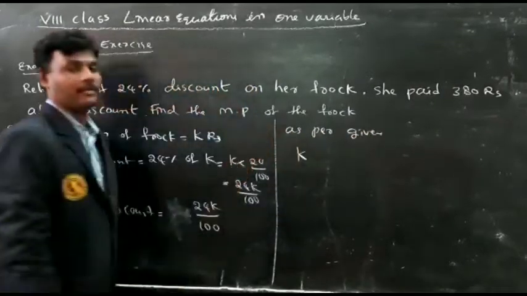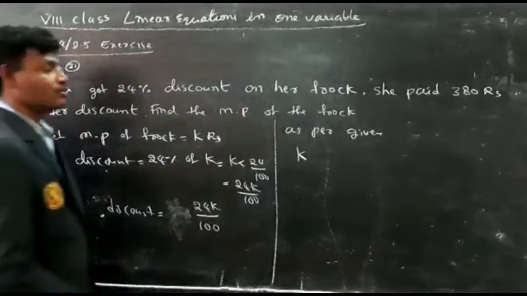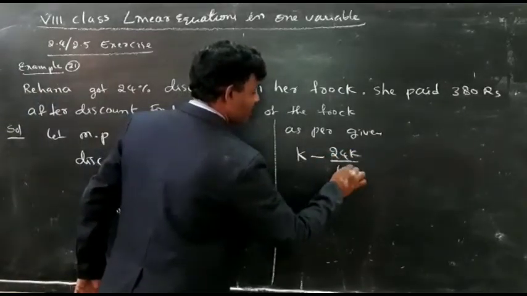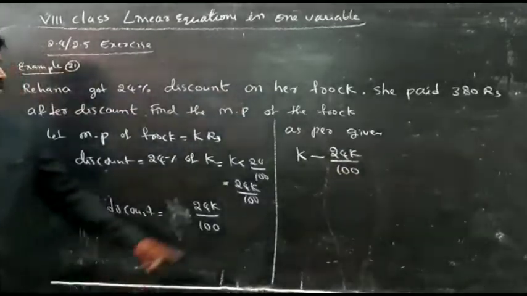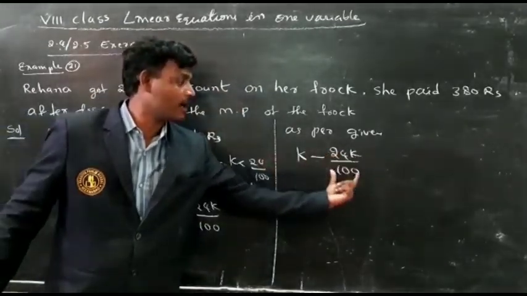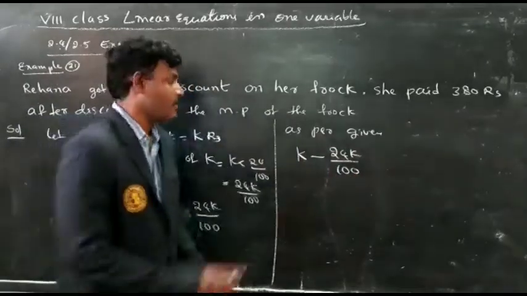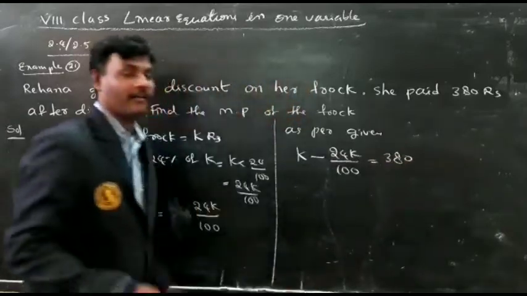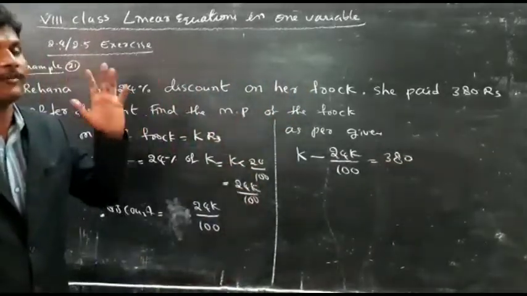Market price is K. So on this K, what is the discount? 24K by 100. K is the market price, and 24K by 100 is the discount. So after the discount, she paid 380 rupees.